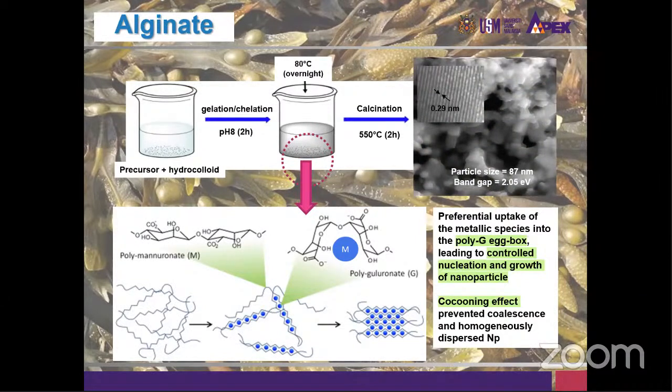You can see that by using alginate, the particle size is about 87 nanometers, and you can also see the 110 reflections displacing here.